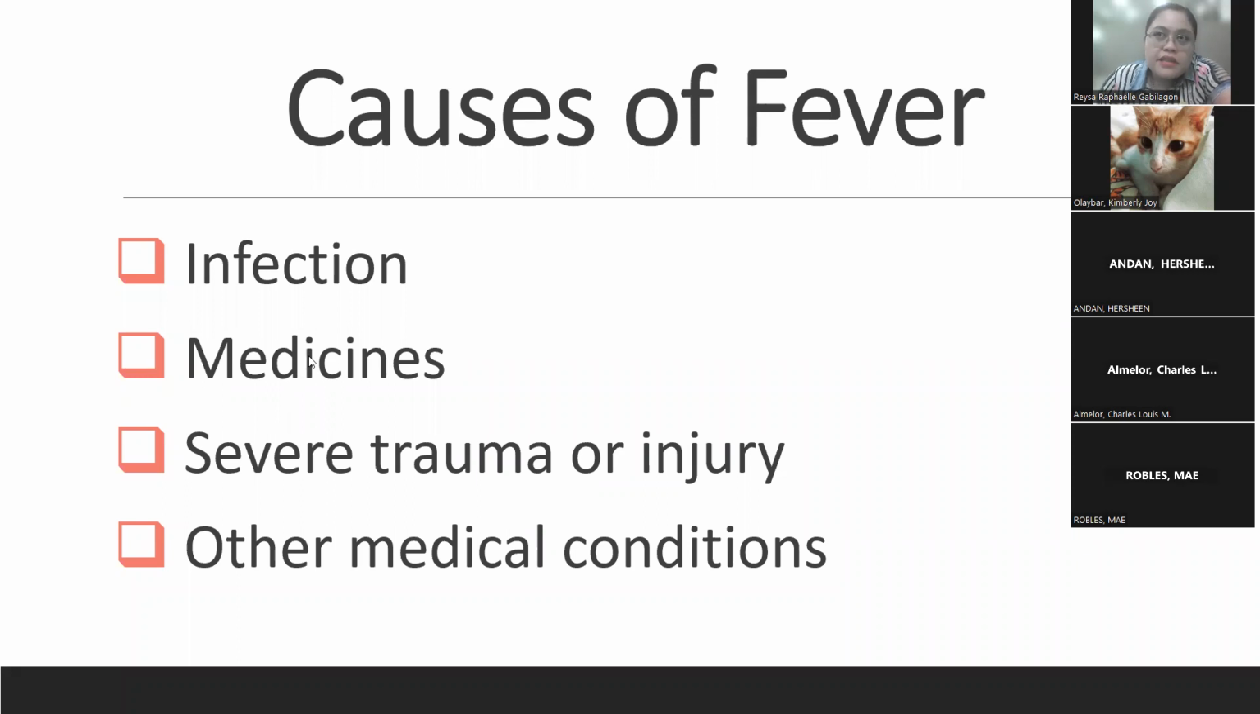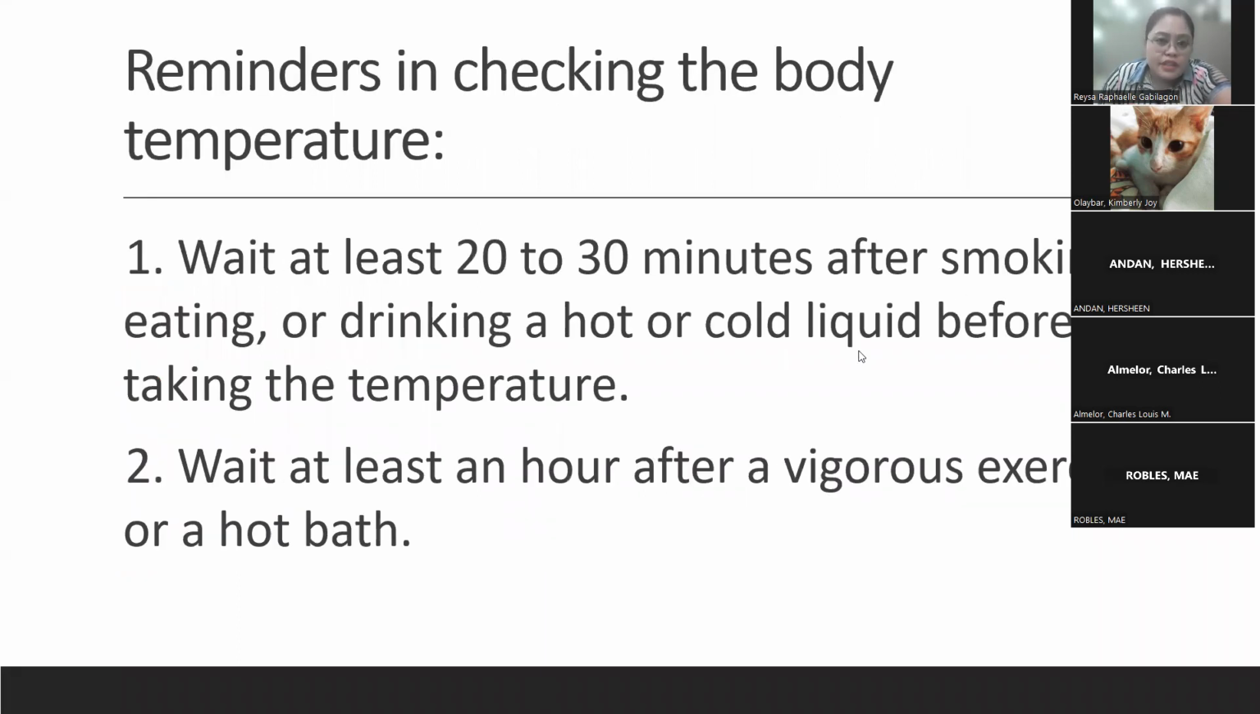There are also medicines that can increase your body temperature. Example, atropine. Atropine can actually cause drug fever, especially sa mga bata. So pag binigyan mo sila ng atropine, mag-fever sila. Tataas yung body temp. Severe trauma or injury can also elevate the body temperature and other medical conditions.